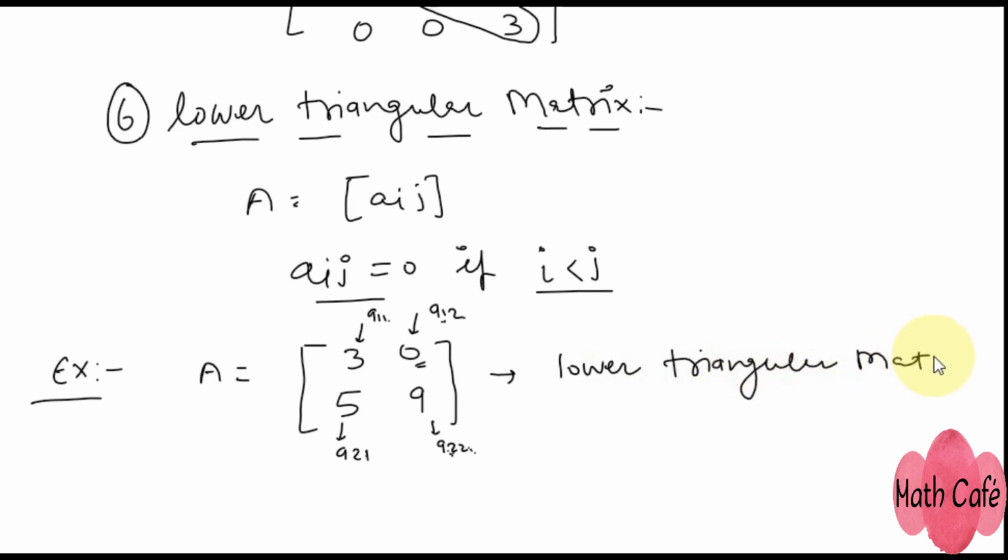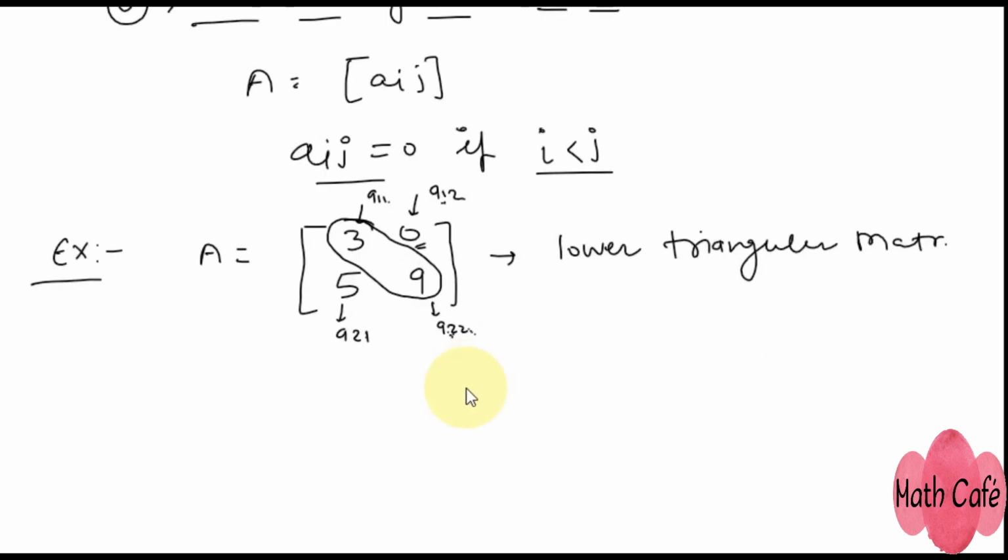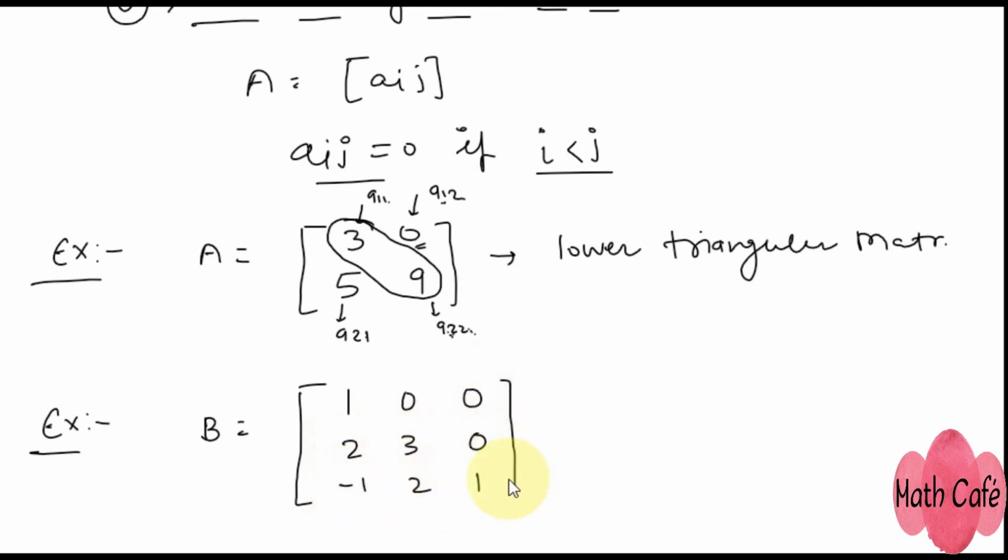Lower triangular matrix. We can also understand it as: if all the elements lying on the upper side of the diagonal are 0, that will be called a lower triangular matrix. Let's see another example. If any matrix B is represented by, let's say, 1 0 0, 2 3 0, minus 1 2 1, then as we can see, all the elements lying on the upper side of this diagonal are 0, so this type of matrix will be called a lower triangular matrix.